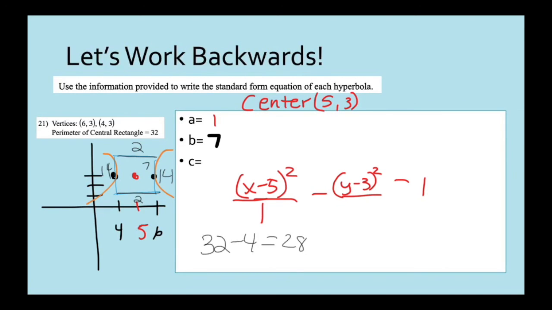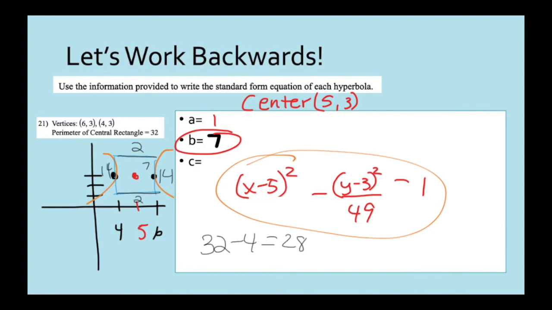I'm going to put that a value down here at the bottom to be 1. And 7 squared is 49, so I'll put the 49. I do not have to write that denominator. I have found the equation.